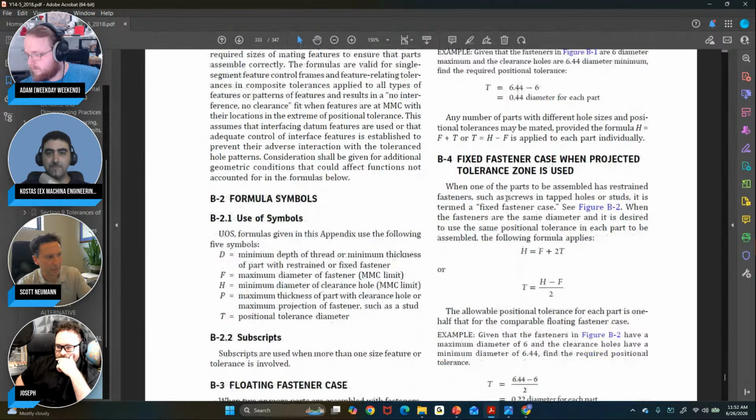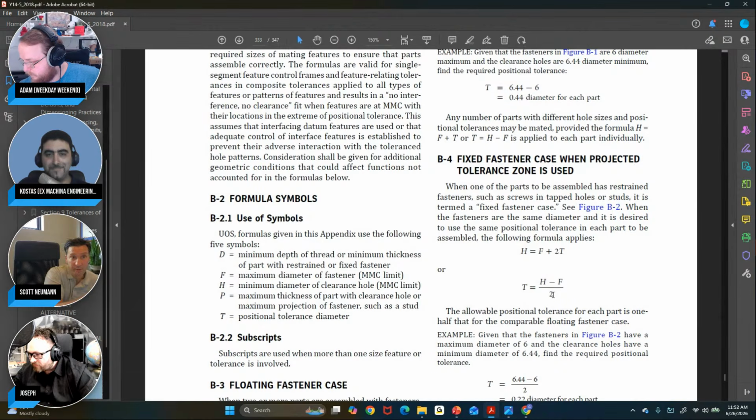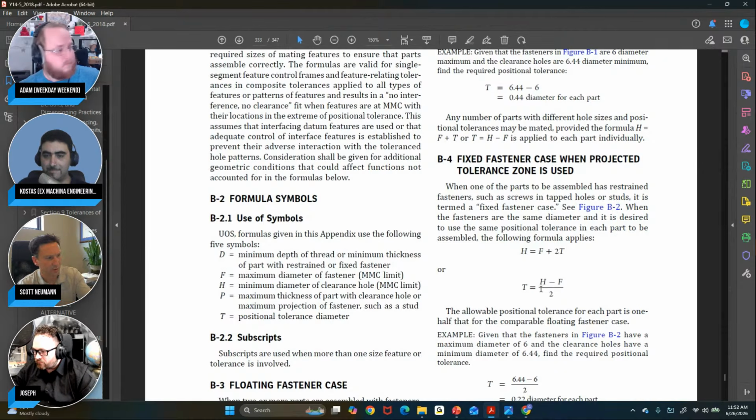Now, this is the fixed fastener case when the projected tolerance zone is used. So when you use the projected tolerance zone, it's a very easy formula. The tolerance is equal to H minus F divided by 2. Now, they're doing a 50-50 split. So notice, divide by 2. So just 50% goes to the hole, 50% goes to the threaded hole. I do it as a 60-40, so you can really split it any way you like. But look how easy that formula is. It's just the tolerance equals H minus F and split it.